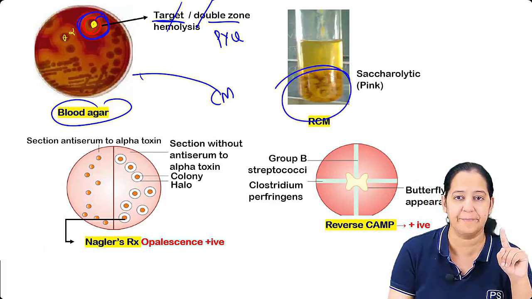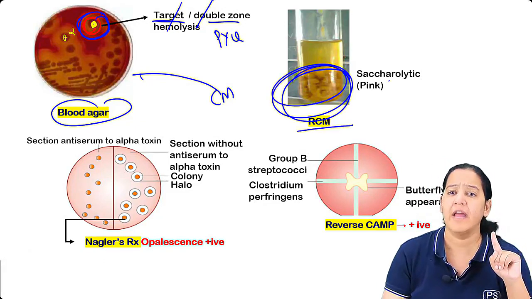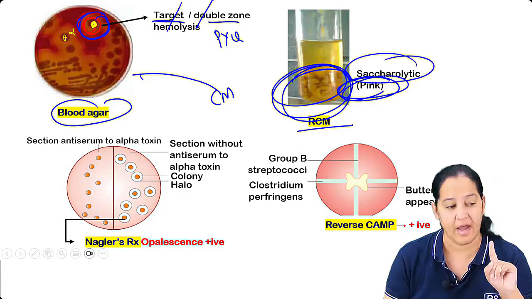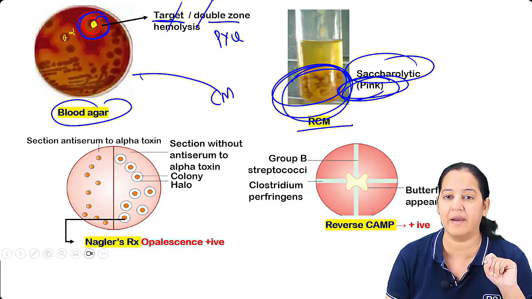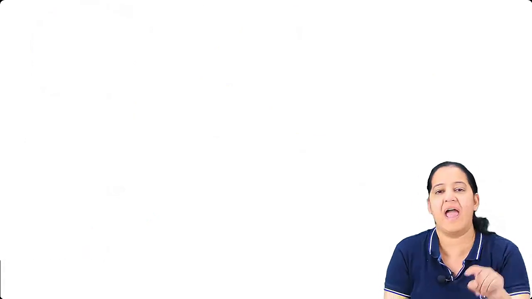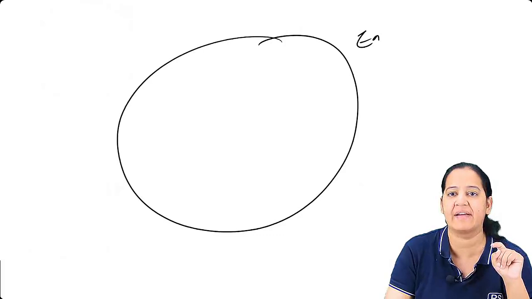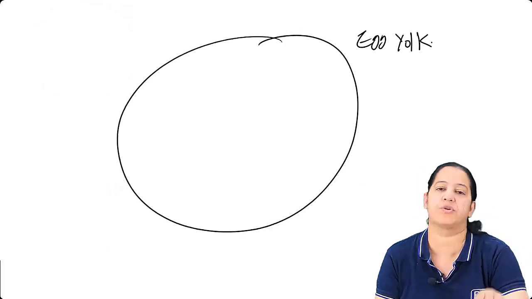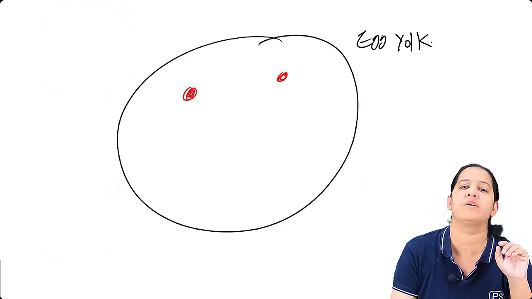On RCM, Robertson's cooked meat media, it forms pink-colored meat pieces. That is, it is saccharolytic. It is not proteolytic. I told you, the saccharolytic form pink color. Next is egg yolk. You know what egg yolk media is? So let's take an egg yolk media. I'm growing the colonies of Clostridium perfringens. These all are the colonies of Clostridium perfringens.